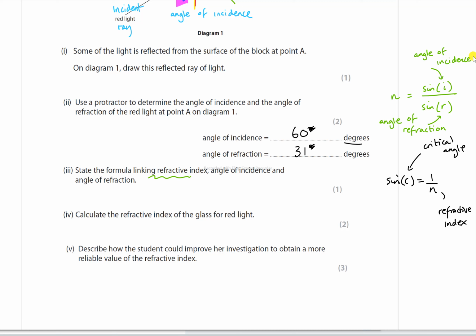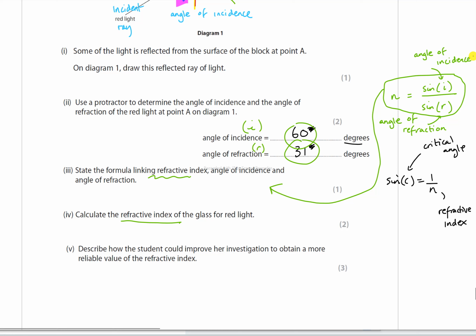So what you need to do is write this here. Calculate the refractive index. So we've got I and we've got R. All we do is go to the side and write n equals sine 60 over sine 31, and then n equals 1.68. Simple maths question, that is.